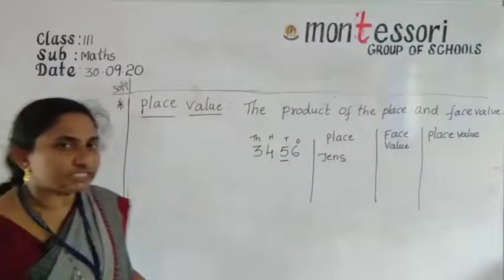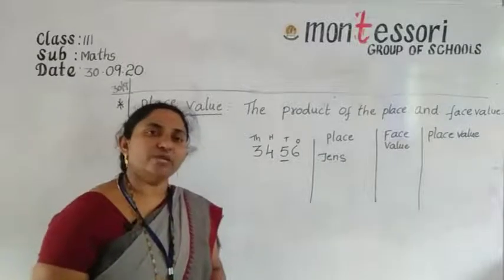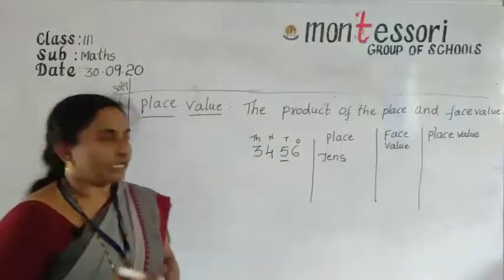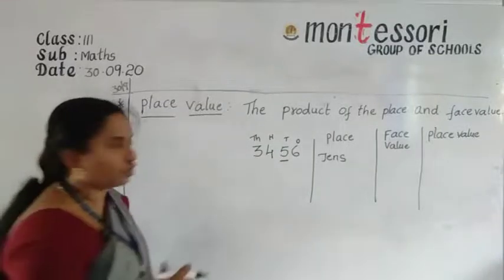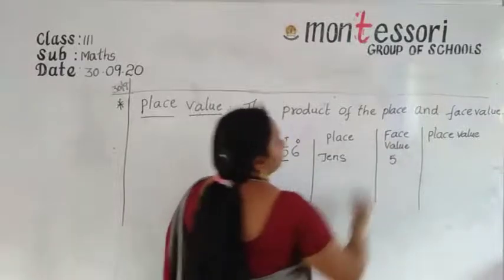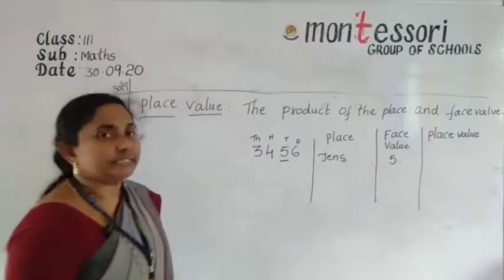The face value of 6 is 6 only. The face value of 3 is 3 only. The face value of 2 is 2. So the number does not change at all. So the face value of 5 is equal to 5. Okay, understood? What is a place value?